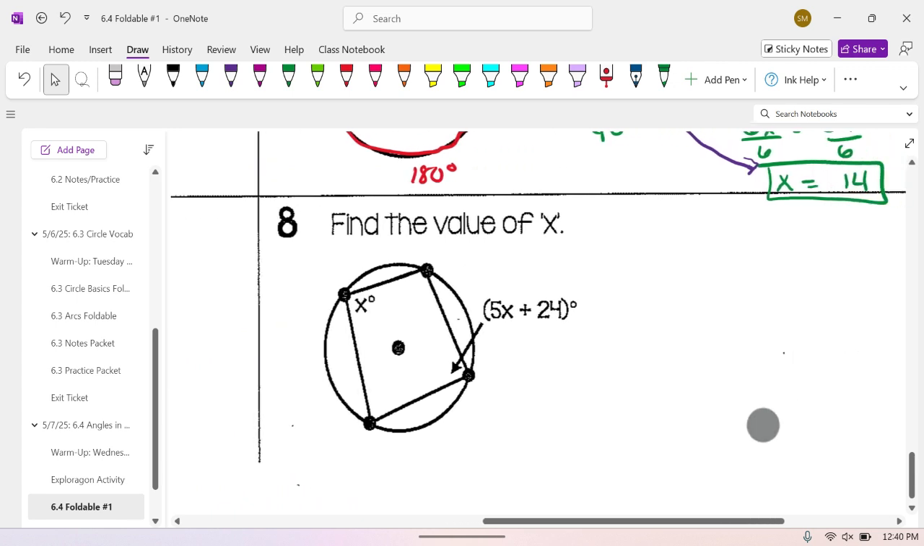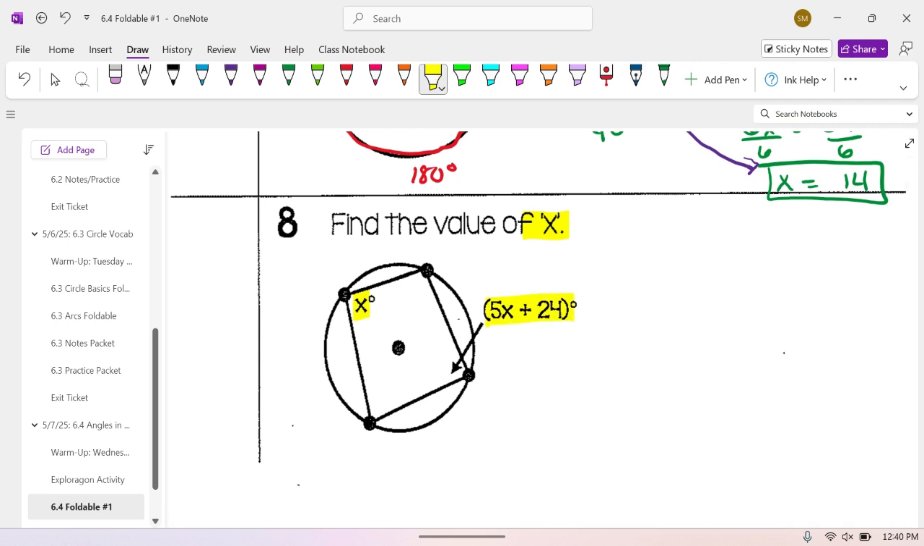So, for number 8, it wants us to solve for x. Well, I got two expressions with x in them. What's special about those two expressions? They add up to 180 because they are opposite angles. So since they're opposite angles, they can add up to 180. So I'm going to do x plus 5x plus 24 is equal to 180.